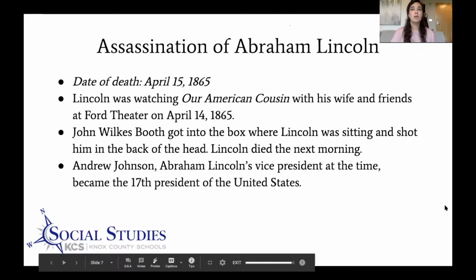So Lincoln was immediately attended to by a doctor, and he was taken to a home nearby, but he would eventually die the next morning, so April 15th. Andrew Johnson, who was Abraham Lincoln's assistant or vice president at the time, became the 17th president of the United States.